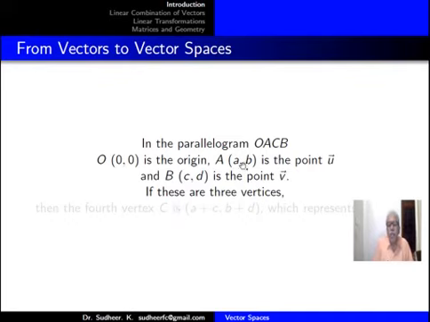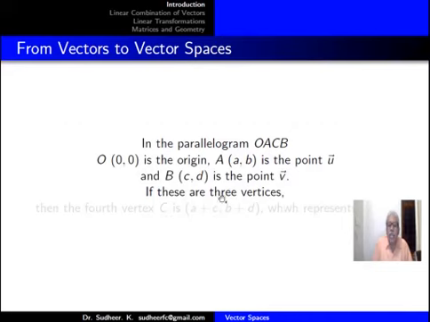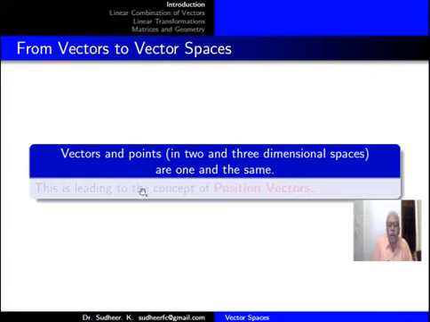In the parallelogram OACB, O is the origin. So I am referring to the previous figure we saw. O is the origin, A is the point (a, b), B is the point (c, d), and C will be the sum of the ordered pairs, that is (a plus c, b plus d). And that point C will represent the vector u plus v. So, vectors and points in two-dimensional or three-dimensional spaces are one and the same. This is leading to the concept of position vectors.